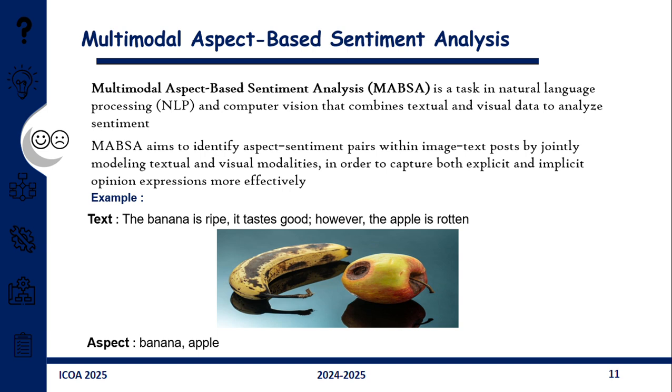And this is an example of multimodal aspect-based sentiment analysis. There is a text, it says the banana is ripe, it tastes good, however the apple is rotten. And also for the image there is a banana and an apple. In this there are two aspects, first banana and the second apple. The first aspect is positive because the banana is ripe, and the second is negative because the apple is rotten.